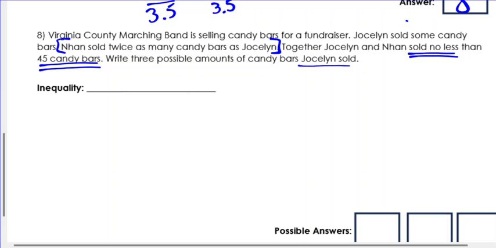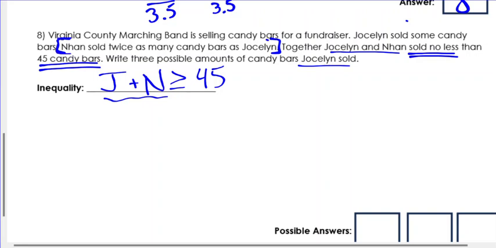All right, so first I'm going to set up that inequality. Jocelyn and Non together. When it says that, I'm thinking J plus N sold no less than 45. So they could have sold 45, so it could be equal to 45, or it could be bigger than 45. We know they sold at least that amount. So their amounts together, those two added together, is greater than or equal to 45. Problem is, now I have 2 variables. I can't really solve an inequality like that yet, but this is giving me a hint as to how I'm going to solve that.